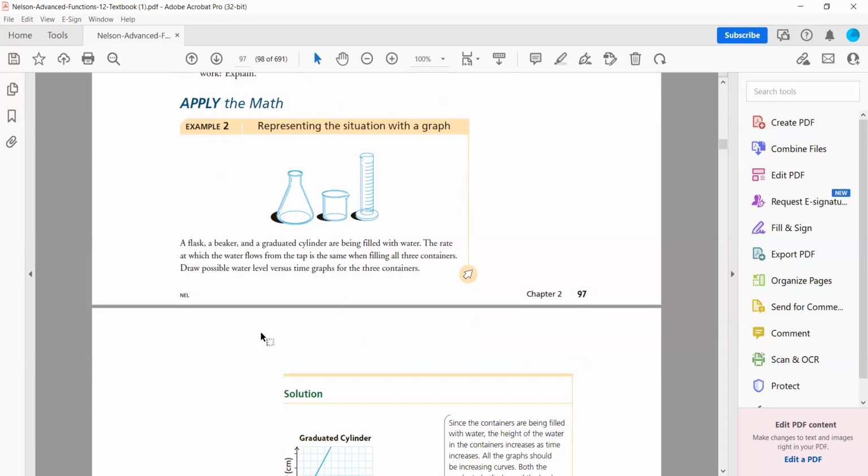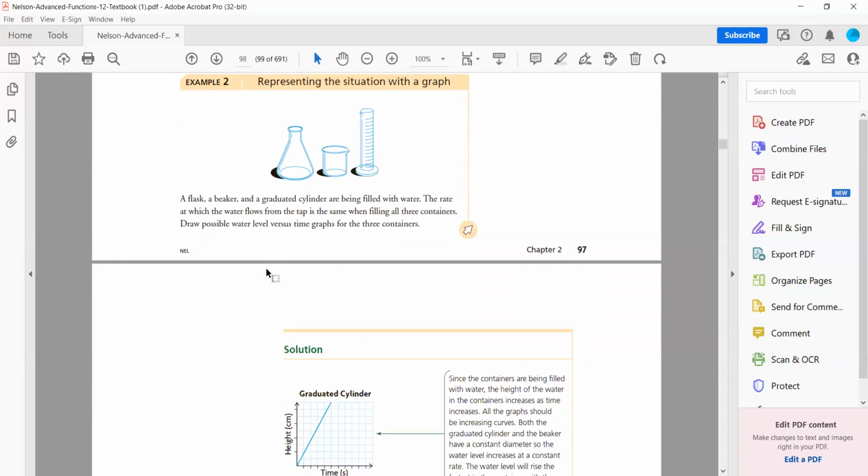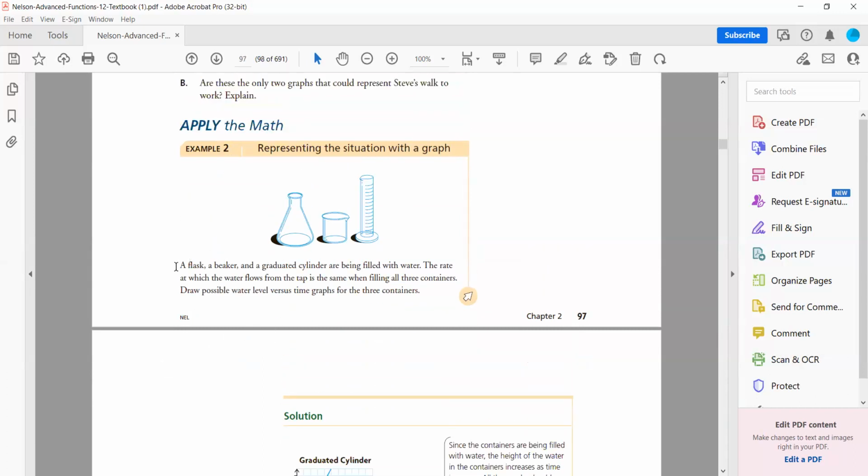So draw possible water level versus time graph for three containers. Let's read it once again. A flask, a beaker, and the graduated cylinder are being filled with water. The rate at which the water flows from the tap is the same when filling all three containers. So we fill up all three containers and we fill them up at a constant speed. So tap water is coming out at the same velocity.